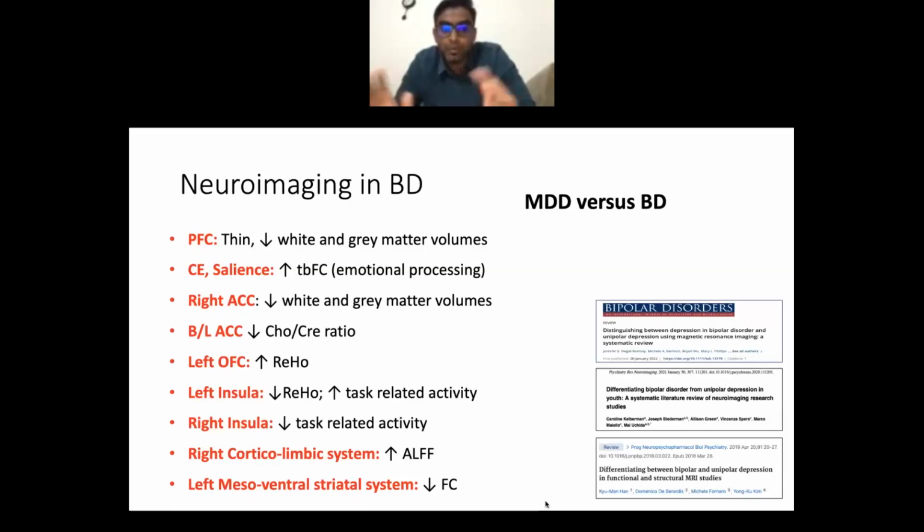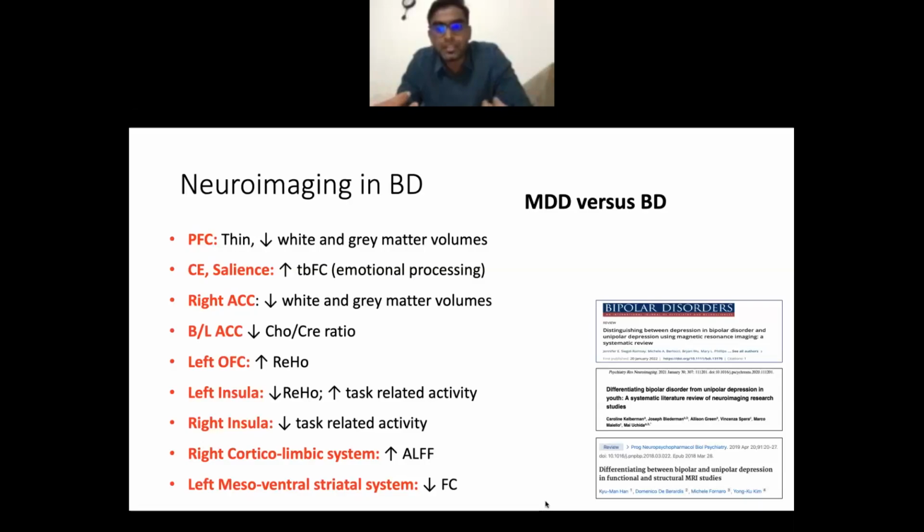Then both right and left insula are involved. The task related activity is higher in the left insula and it is lower in the right insula. So there is a dissociation of task related activity in the insula. So the insula is an important target for us to understand when we are differentiating unipolar depression and bipolar depression. And more importantly, what does this research tell? They simply compare the cases of bipolar depression and unipolar depression.